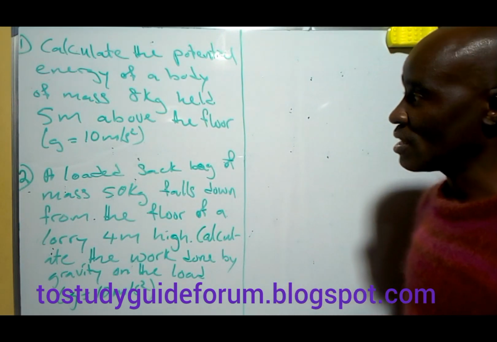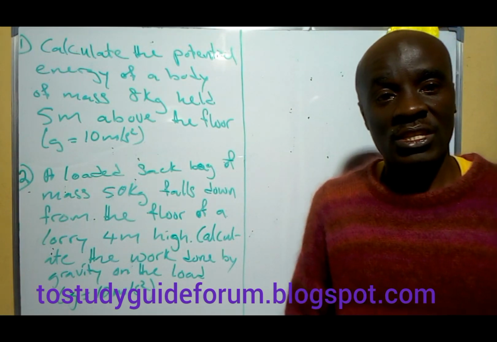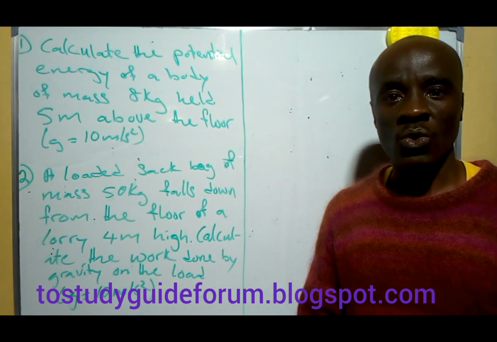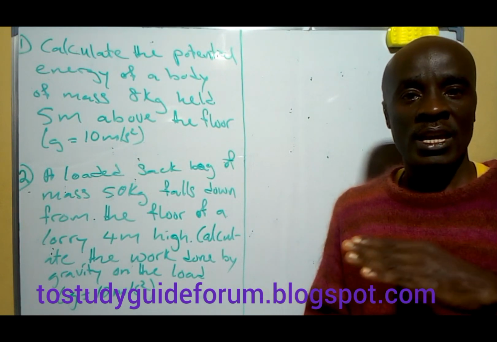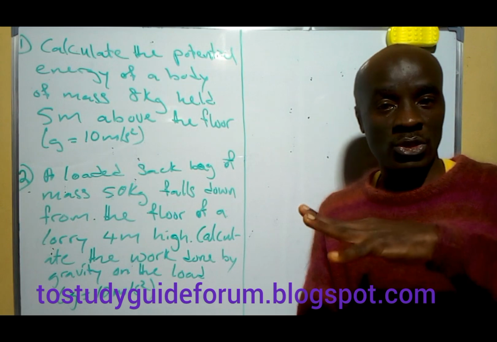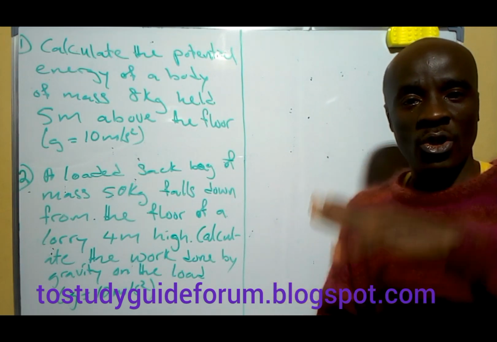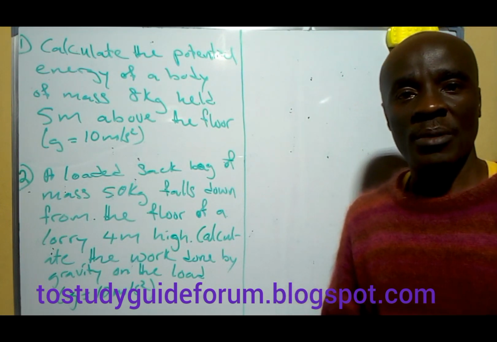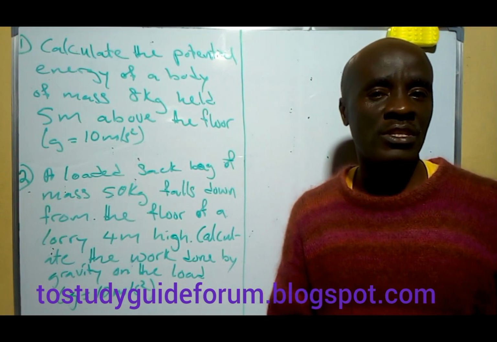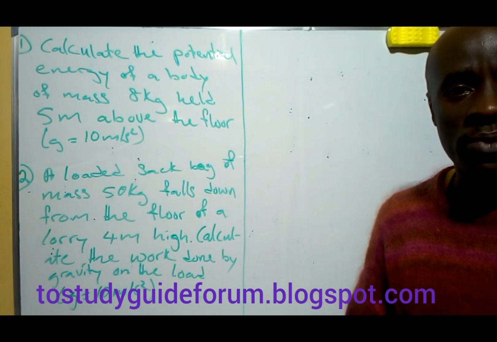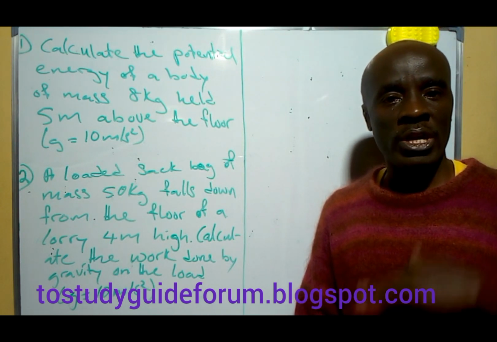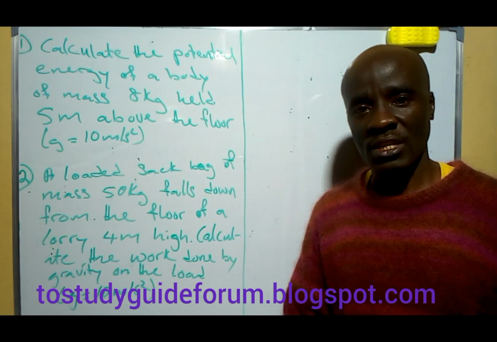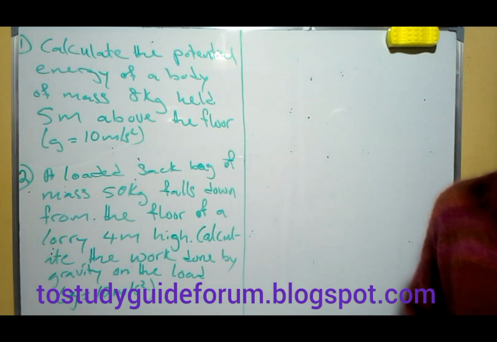We know that potential energy is the energy possessed by an object due to the position or height of the object. Going up against gravity increases the potential energy, while coming down, going with gravity, makes the potential energy reduce. So here we're going to be looking at questions.